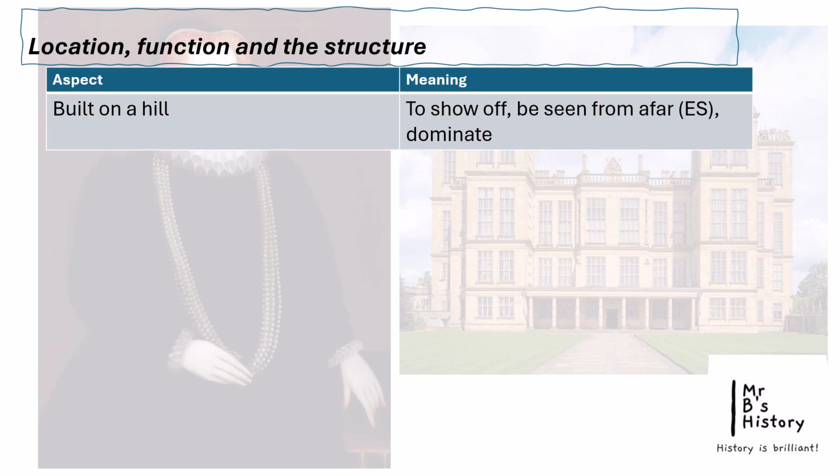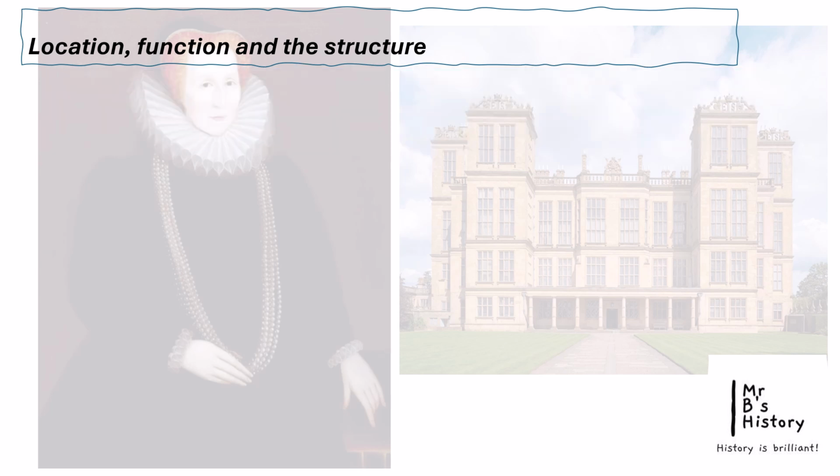It's built on a hill. Bess is not a shy woman. It's built on a hill. It's to show off. It's to be seen from afar. The way the entrance snakes through and the house is revealed. And on top of the house, just in case you're not sure who owns it, it has ES, ES, ES all over the place on the roof, just to let you know that Elizabeth of Shrewsbury built this.